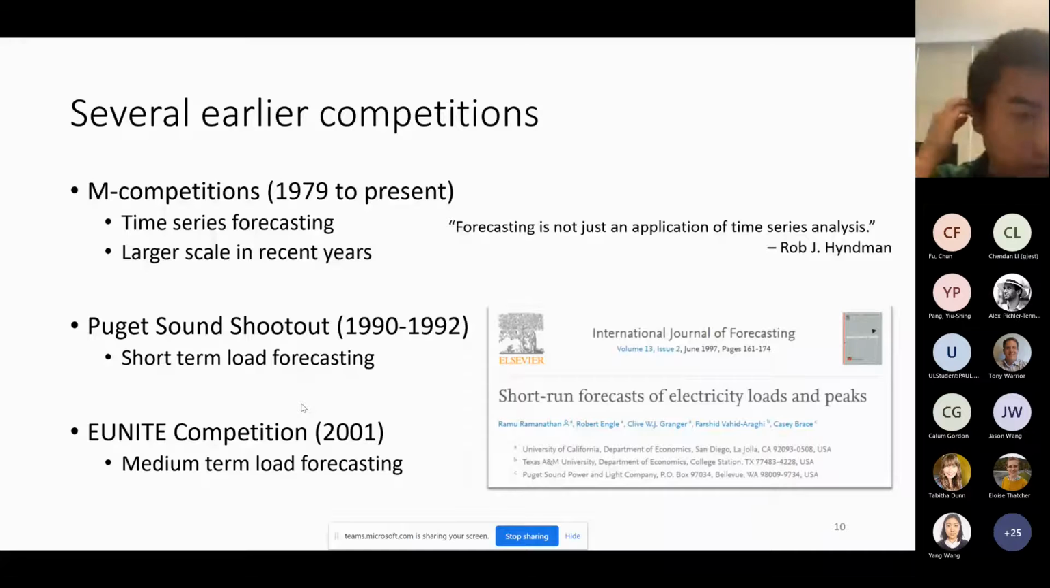Okay, so those are general forecasting competitions, not necessarily focusing on energy or load or wind. In the early 1990s, there was a Puget Sound shootout. I think Puget Sound Power and Light invited some researchers to build short-term load forecasting models.